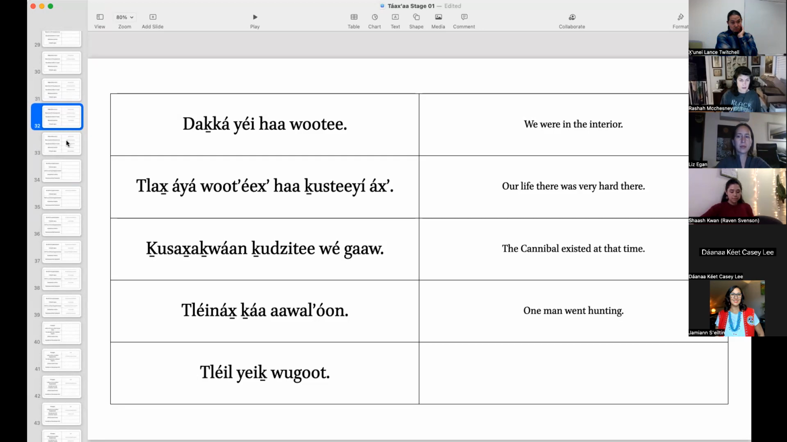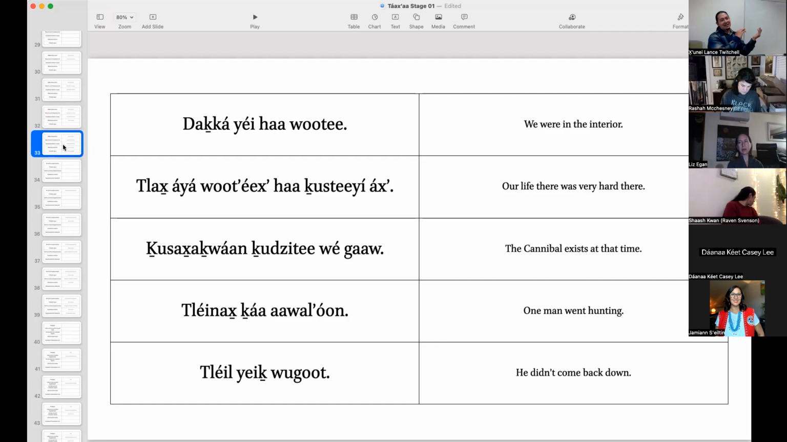Kalneek wugud. Somebody didn't walk, in the past. Somebody didn't walk towards the shore or towards the ocean? It is towards the shore, but in this story, which we'll see in the larger version, they went hunting up in these mountains. And so it means they didn't come down from the mountain. Oh, that's right. So in this case, we end up with didn't come back down. Okay.